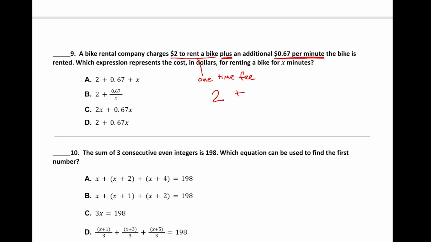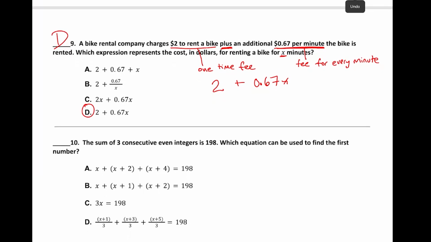Okay, so this is not a one-time fee. This is a fee for every minute. In other words, we need to multiply that fee by the number of minutes. And it says X is the number of minutes here. That's really all there is. So the answer here is D.